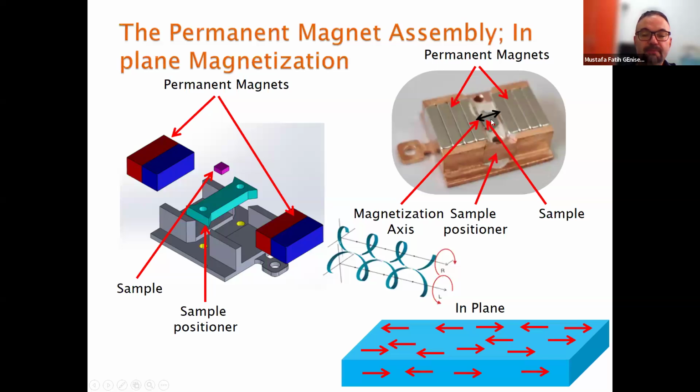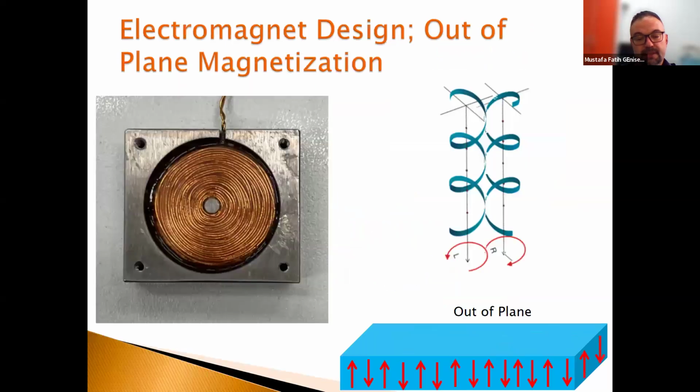And there are some permanent magnets. We can put our sample between these two permanent magnets. And by changing the circular dichroism, of course, we have to give an angle between the incoming beam and the surface normal. And in this way, we can make magnetic measurements.